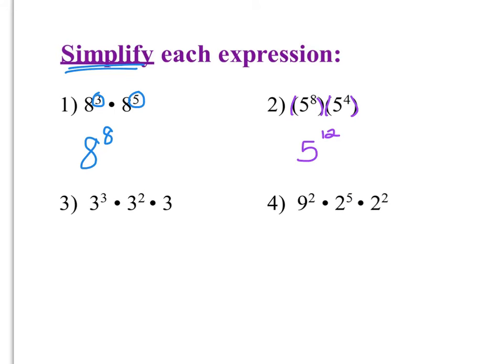3 is the exact same thing, we just have 3 bases. Hopefully you realize this is where it's so important that we remember this 3 has an invisible 1 to it. So all of my bases are 3, so that means I can just add my exponents of 3, 2, and 1. If you forgot about this 1, correct your answer. 3 plus 2 is 5, plus 1 is 6, so 3 to the 6th power is our answer.